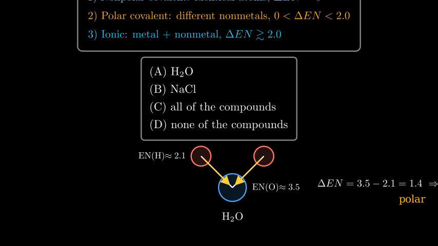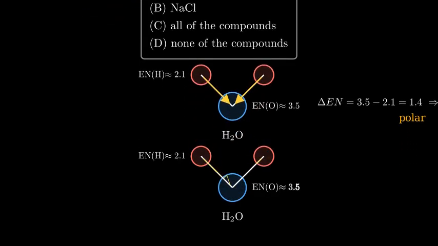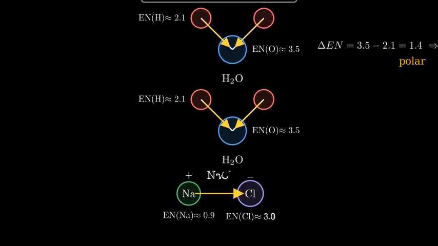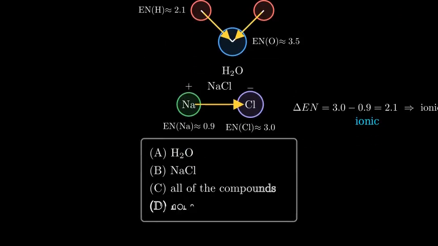That is polar covalent. For sodium chloride, sodium is a metal at 0.9, chlorine is a nonmetal at 3.0. So delta EN equals 3.0 minus 0.9 equals 2.1. That is ionic. Neither water nor sodium chloride has a nonpolar covalent bond. A nonpolar covalent bond would require identical atoms, and delta EN equals 0. So the answer is none of the compounds.